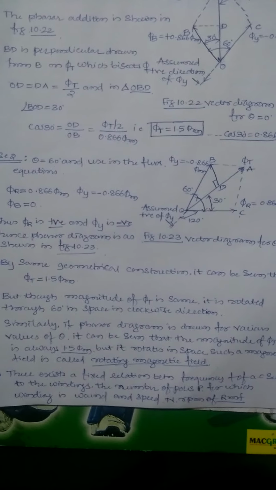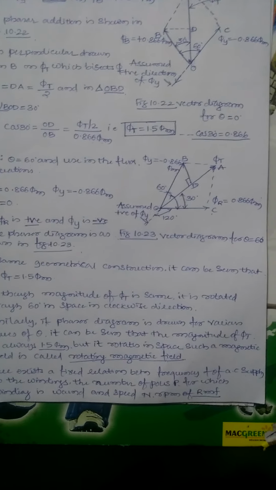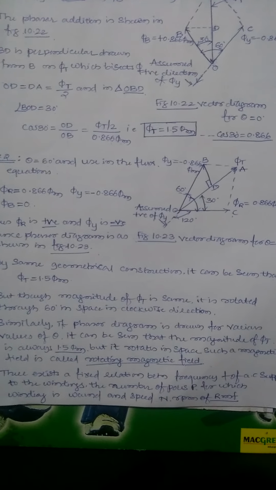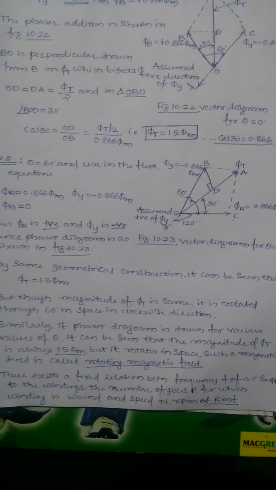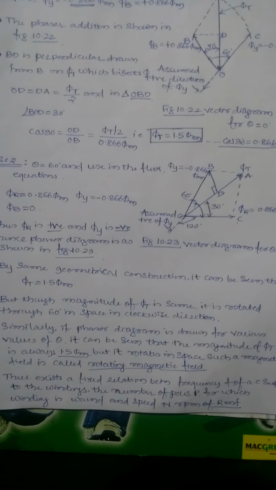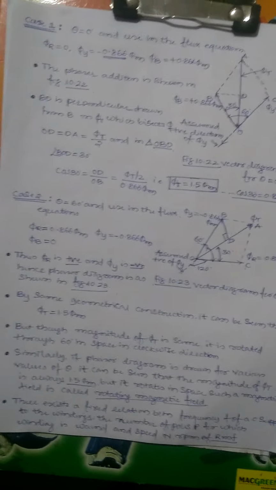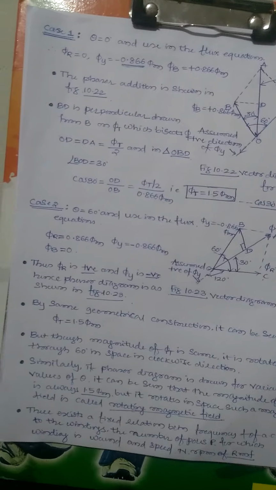Thus there exists a fixed relation between the frequency of the AC supply to the windings, the number of poles P for which the winding is wound, and the speed N RPM of the RMF. That is, RMF N is equal to 120 F by P.